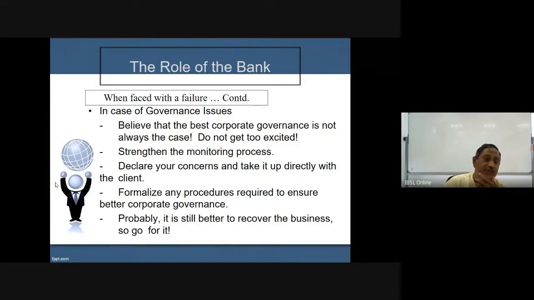In the case of governance issues, do not believe that the best corporate governance is always in place. Do not get too excited. Governance means managing the business, the responsibilities and the accountability of the directors. Strengthen the monitoring process, which is very, very important. Declare your concern and take it up directly with the client. Formalize any procedures required to ensure better corporate governance. It is probably still better to recover the business, so go for it.